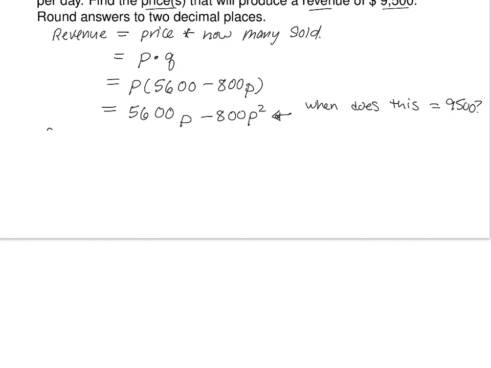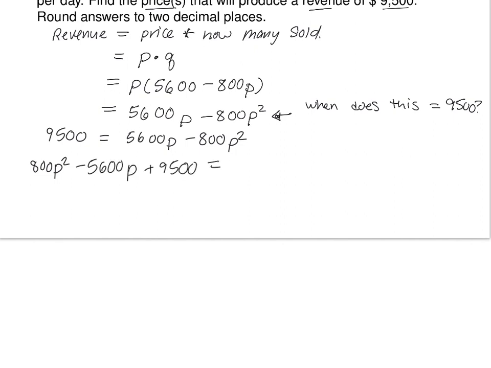So the equation you're solving is 9,500 equals 5,600P minus 800P squared. Does that make sense where that came from? Okay, and the whole idea being that revenue is price times how many sold. So let's put everything on the left side. So 800P squared will be positive, minus 5,600P plus 9,500 equals 0.